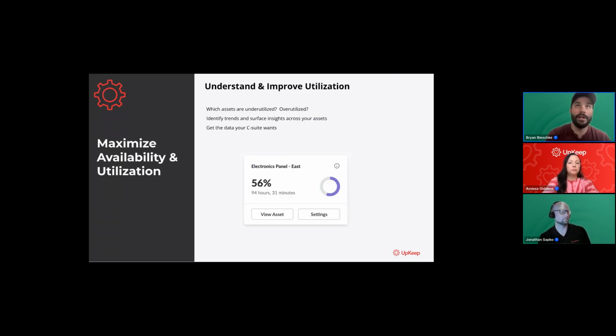I said it, utilization, super important. Machines operate, you utilize them, you can turn out product. And we monitor that utilization, whether it's runtime hours or whatever.